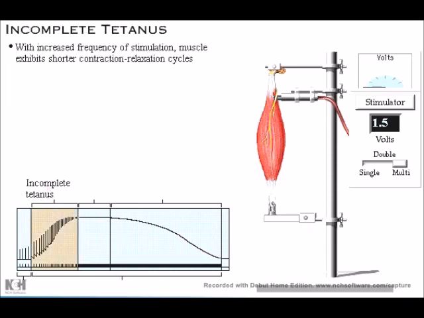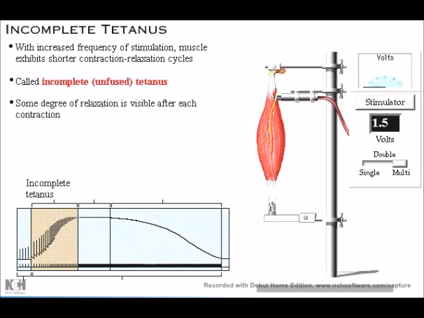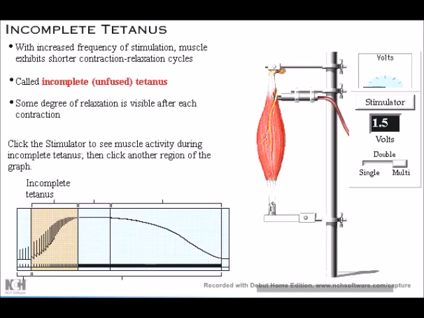With increased frequency of stimulation, the muscle exhibits shorter contraction-relaxation cycles. This condition is called incomplete or unfused tetanus. Note that some degree of relaxation is visible after each contraction. Click the stimulator to see muscle activity during incomplete tetanus. Then click another region of the graph.